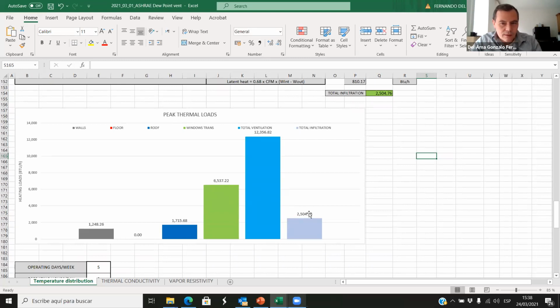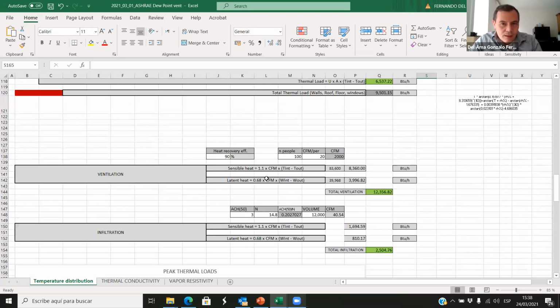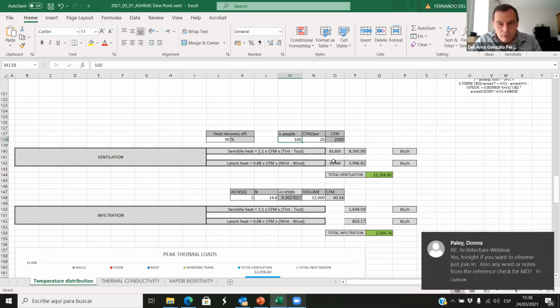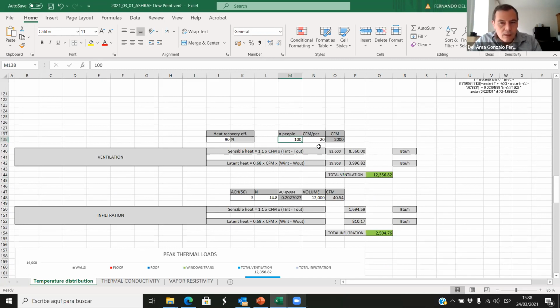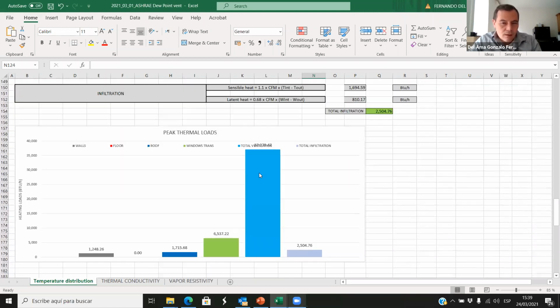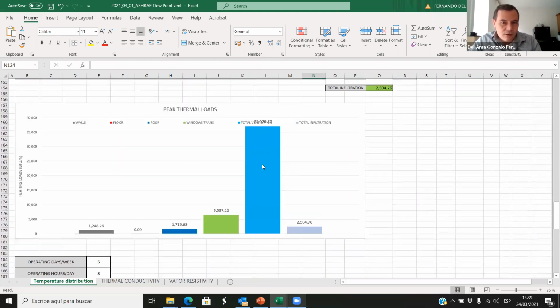The infiltration rate is the same. So can we do something else? Not really, because the ventilation depends on the number of people. So we cannot remove people from the building. We can't change the CFM because this is a fixed number, so we can't reduce this. The only thing we can do is to work with the heat recovery efficiency. 90 would be almost perfect. We cannot have 100% efficiency. 70 is good enough, believe me. So if we have 70 here, probably there's nothing we can do about this ventilation load.